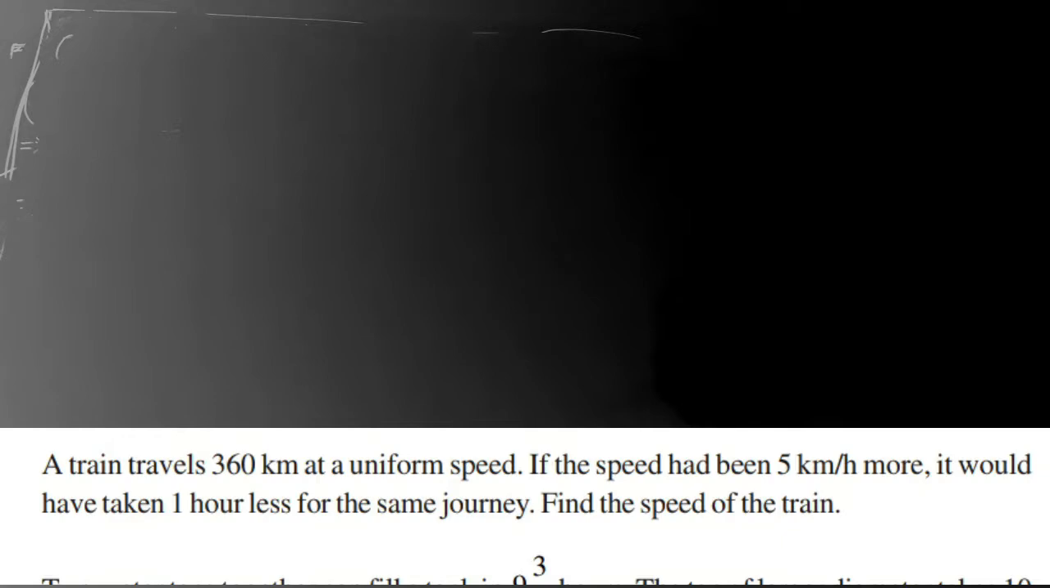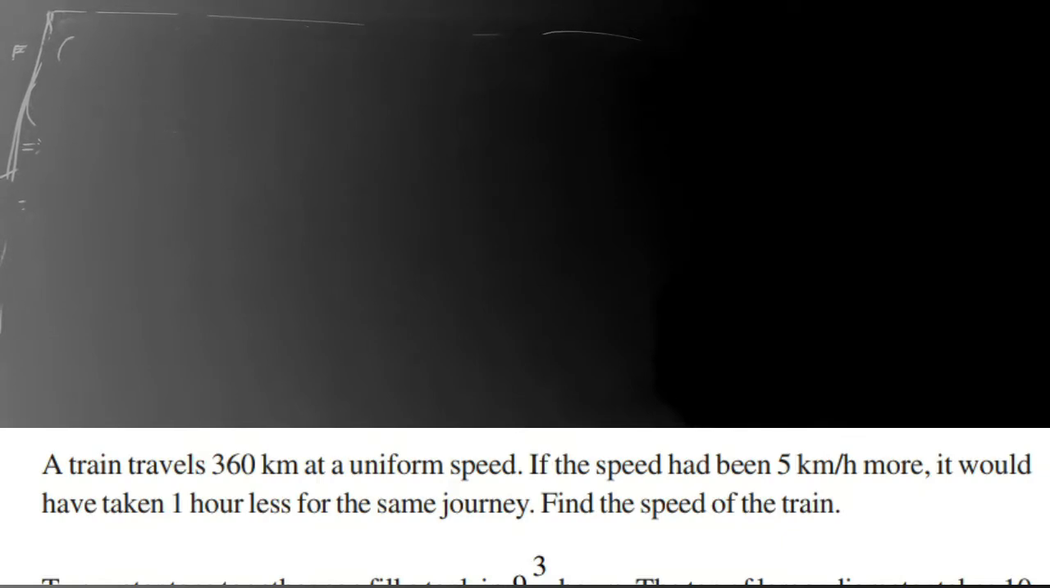A train travels 360 kilometers at a uniform speed. If the speed had been 5 km per hour more, it would have taken 1 hour less for the same journey. Find the speed of the train. So very simple and interesting question.